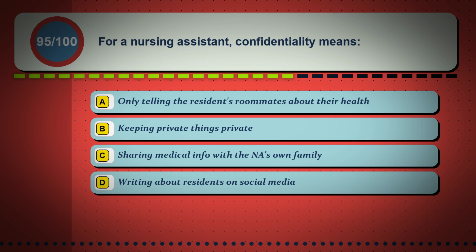Only telling the residents' roommates about their health. Option B. Keeping private things private. Option C. Sharing medical info with the NA's own family. Option D. Writing about residents on social media.